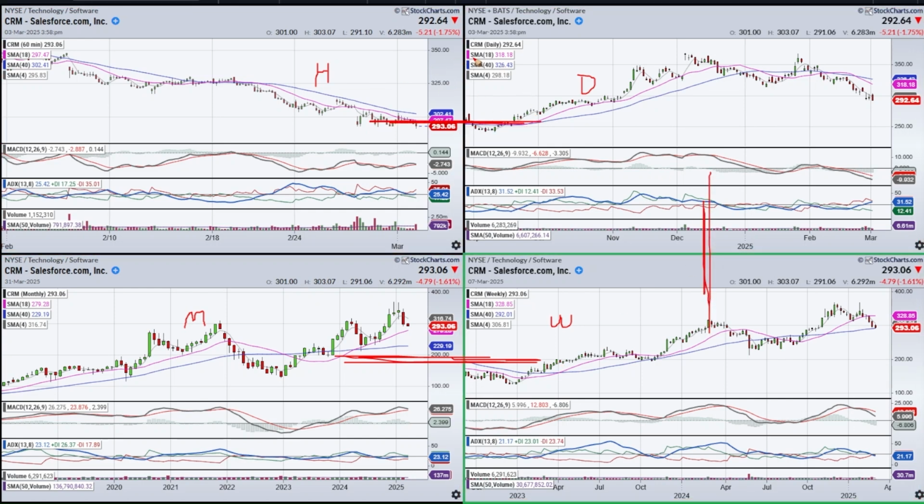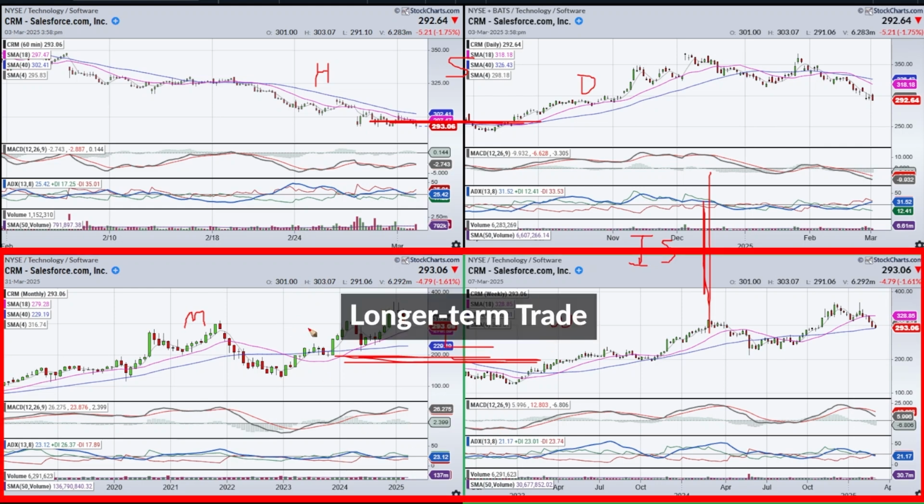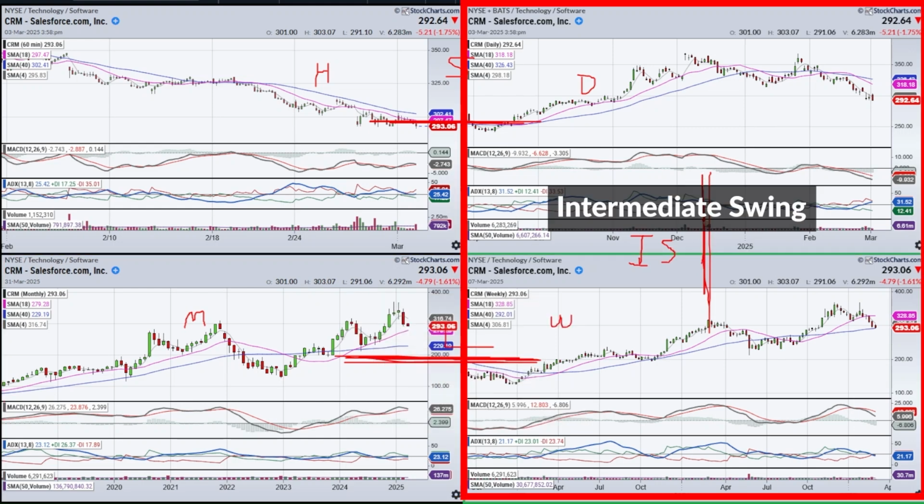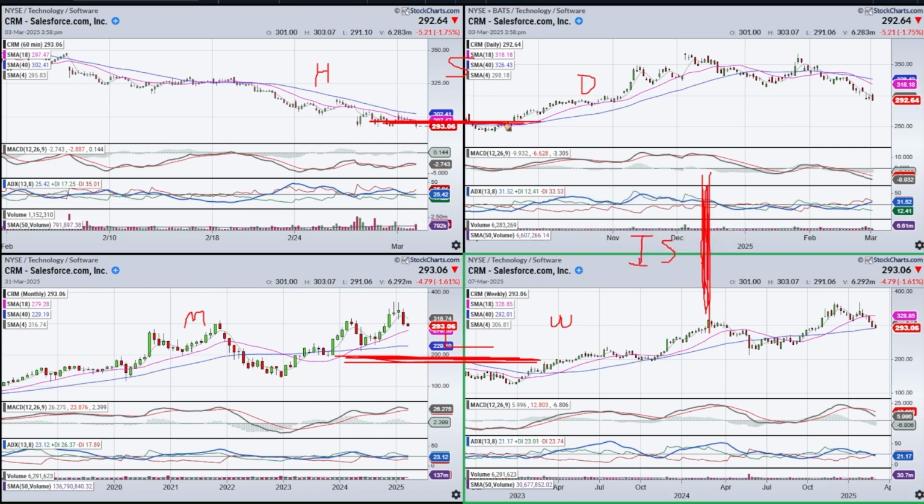So this I would consider to be a swing trade. This is more of like an intermediate term swing, right? And this is more of a longer term trade. All right. These trades from the monthly and weekly can last years, in fact. But I would say the average holding period is somewhere around 7-8 months, something like that. The average holding period for this is around 30, maybe a little bit more, 30 days or more. And then this is anywhere from a week or 2 for this type of trade.